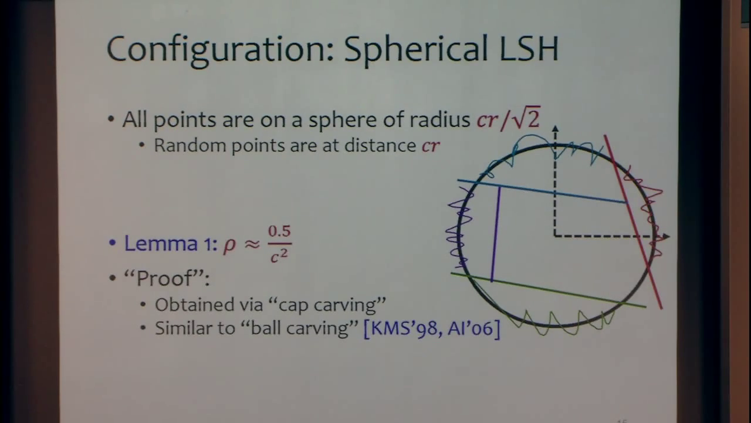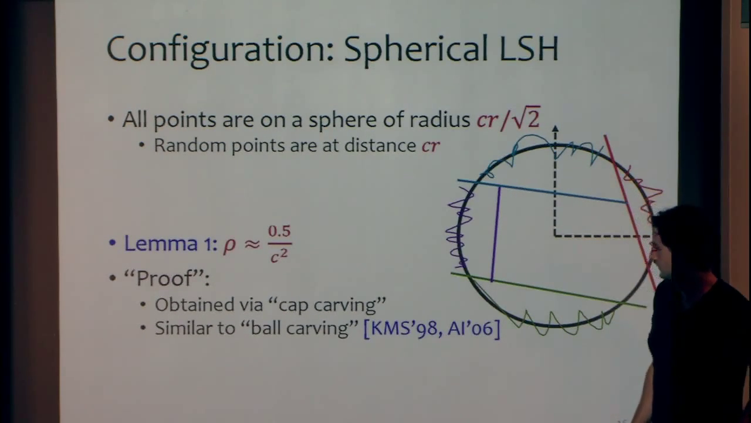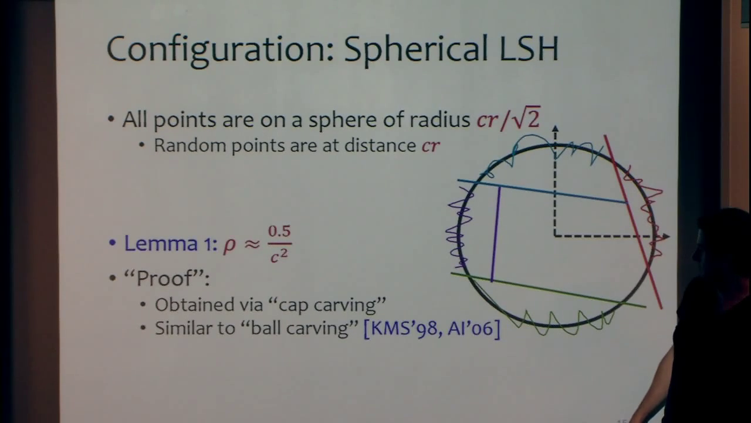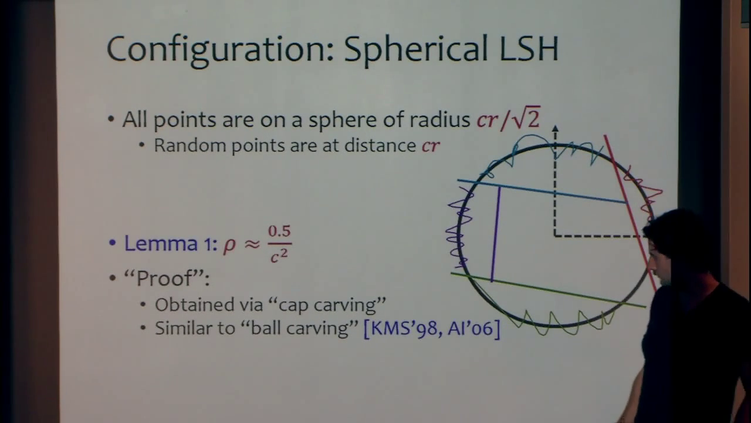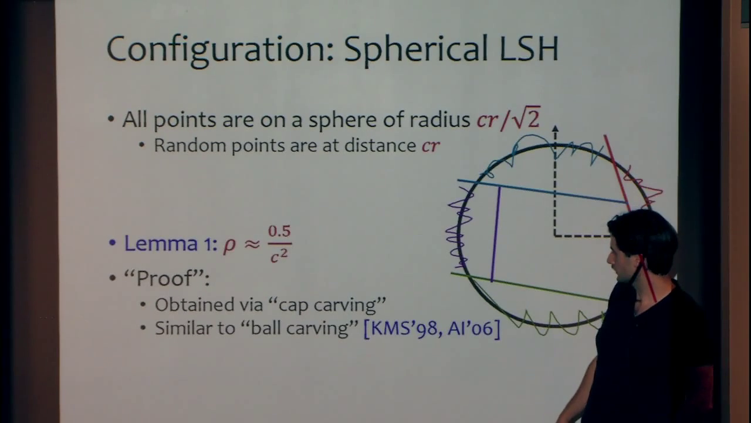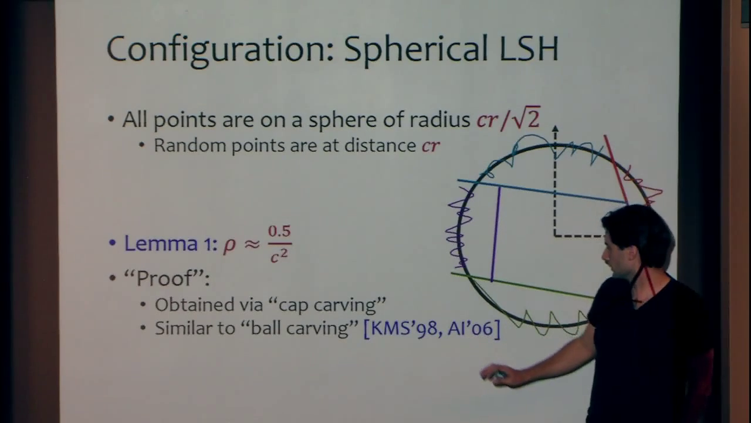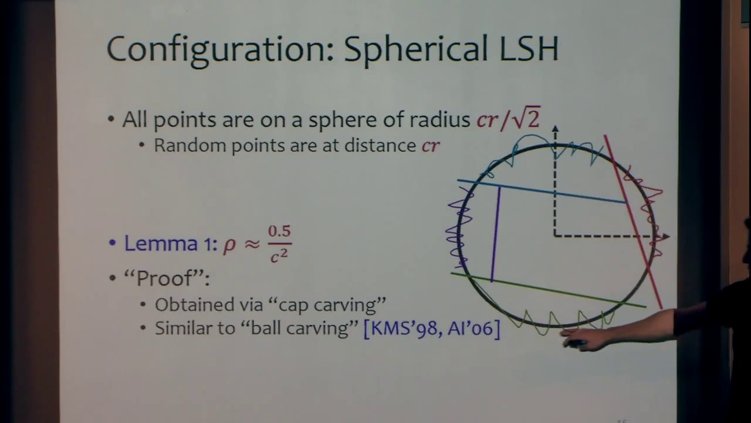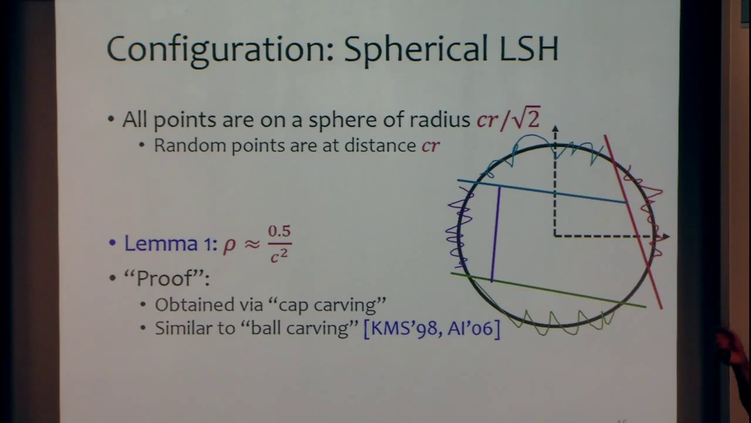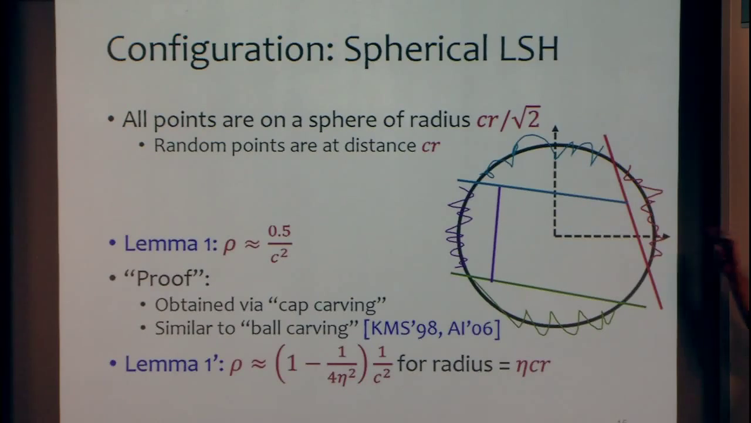So this is somewhat similar to ball carving that was originally done for some rounding by Karger, Motwani, Sudan, and we also used it with Indyk for obtaining this tight locality-sensitive hashing for Euclidean space. So in this setting, at least, it turns out that the rho that you obtain is better. You obtain 1/2 divided by c squared. In the interest of time, I won't be able to explain why.